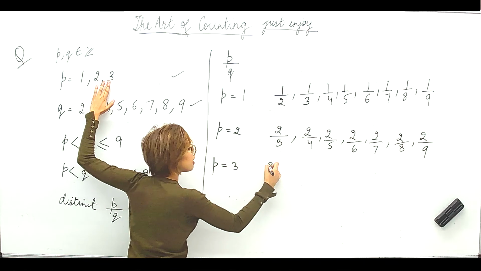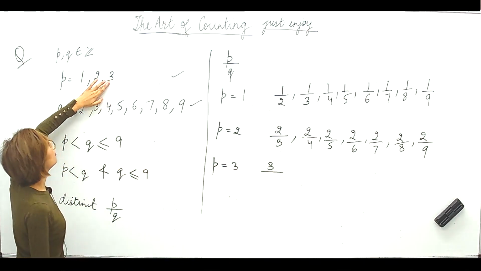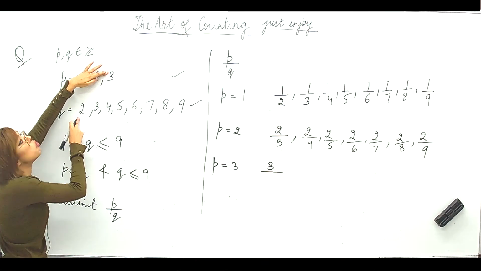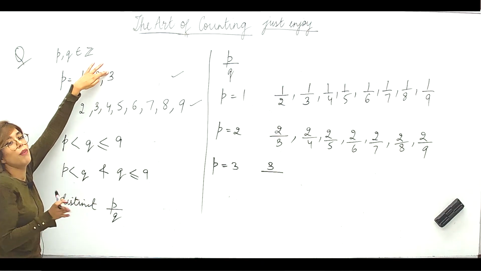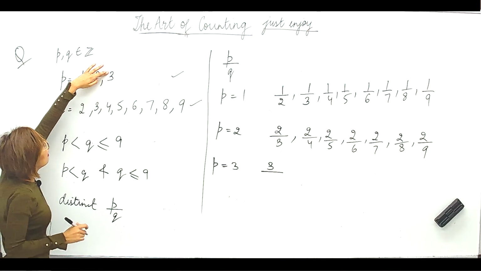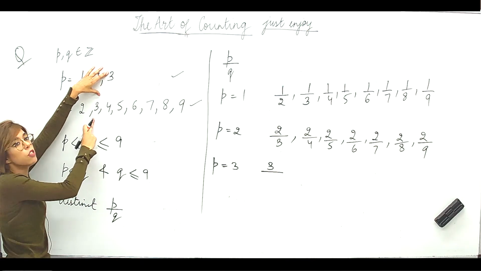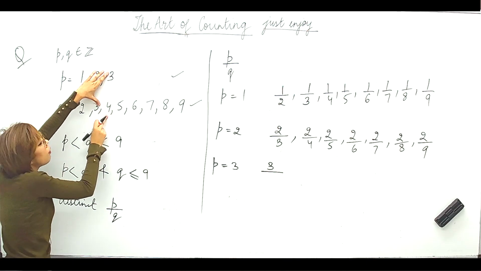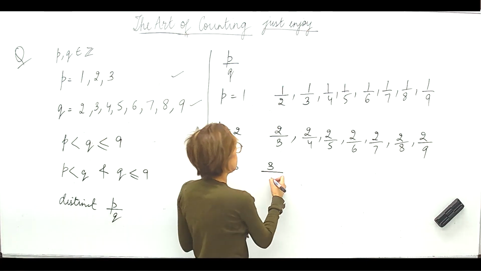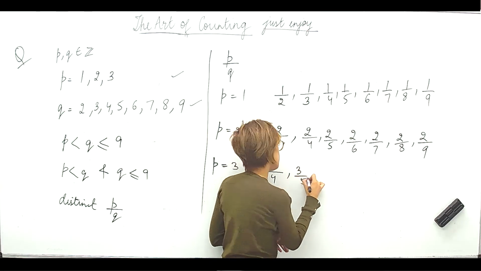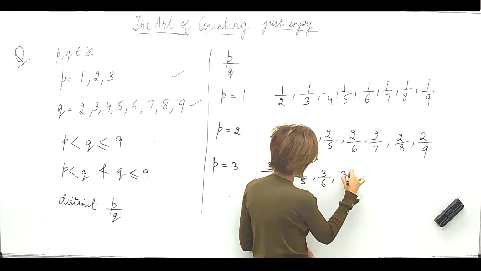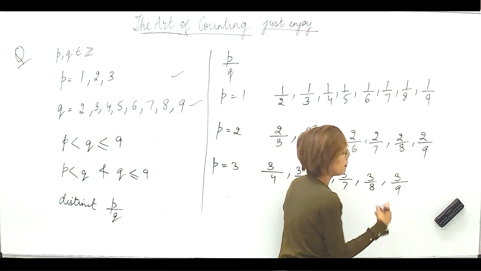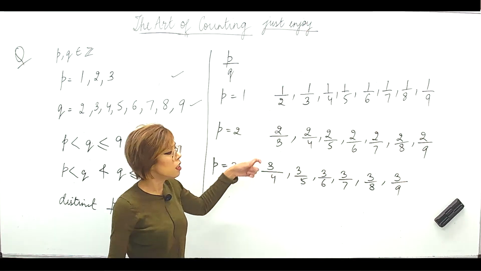When P is equal to 3, that means the numerator is 3. Now, the denominator. If P is 3, can the denominator be 2? Is 3 less than 2? No, not at all. Now, can Q be 3? Is 3 less than 3? No, absolutely not. Now, 3 by 4, that can be the case. Then 3 by 5, then 3 by 6, then 3 by 7, then 3 by 8, and then 3 by 9. Right? So, count these.